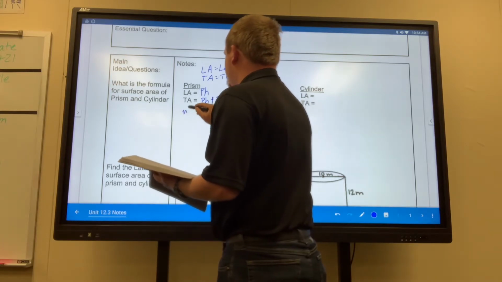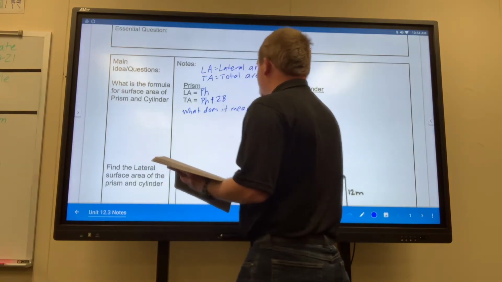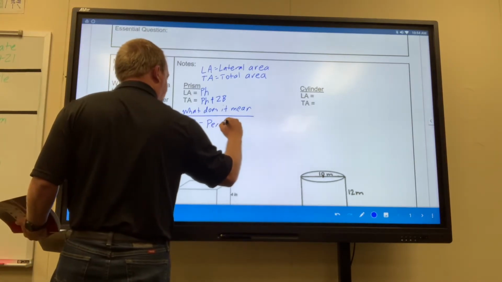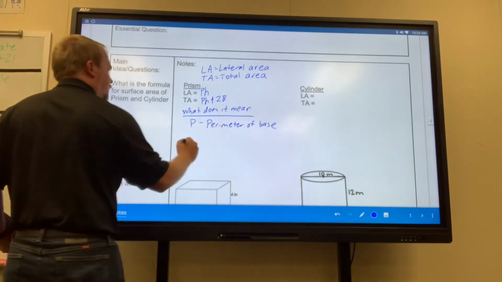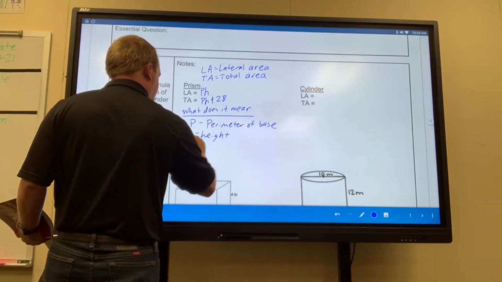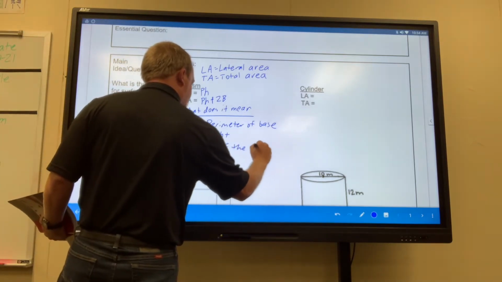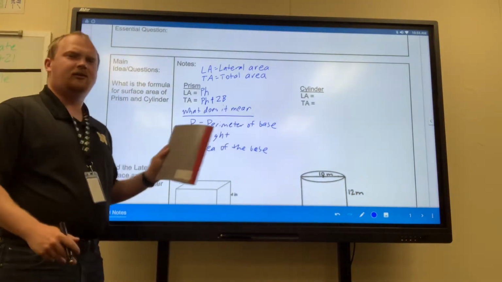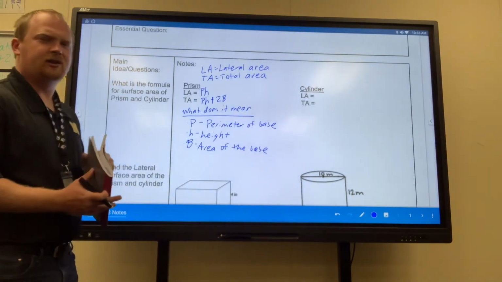Now, what does it mean? Well, here's the deal. P is the perimeter of the base, H is the height, and B is the area of the base. So that's something we've got to keep in mind. P is the perimeter of the base, H is the height, B is the area of the base. As long as we know those things, we're going to be in good shape.